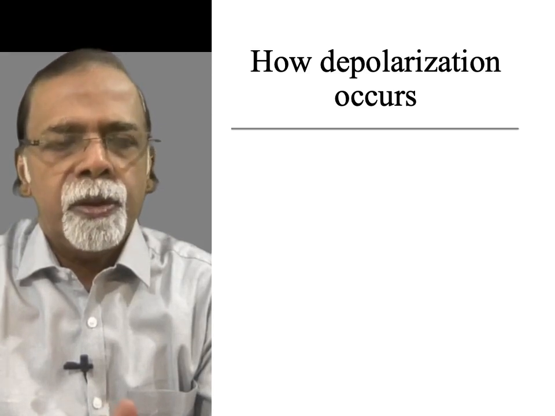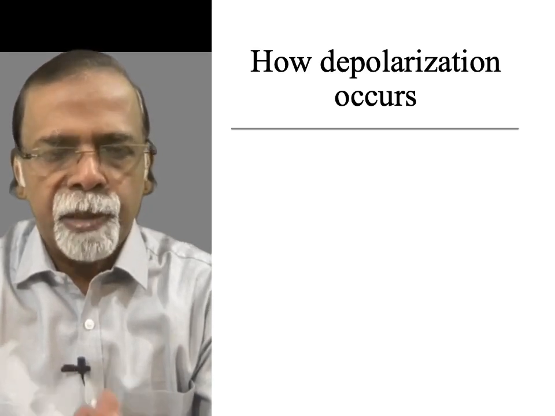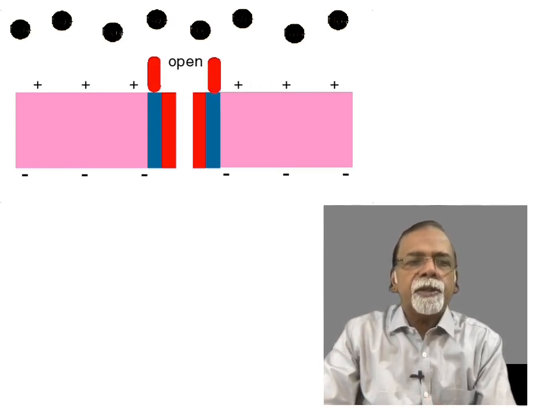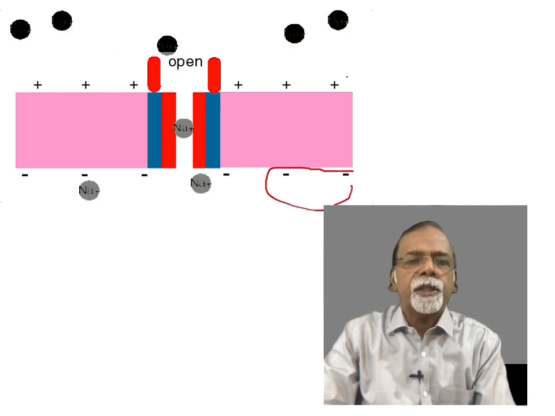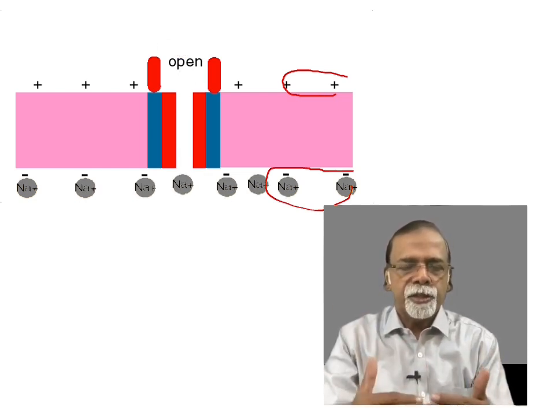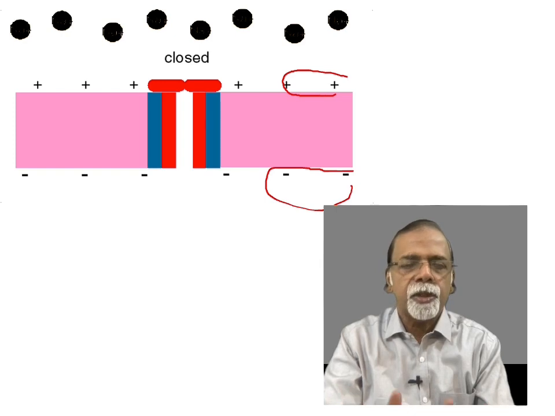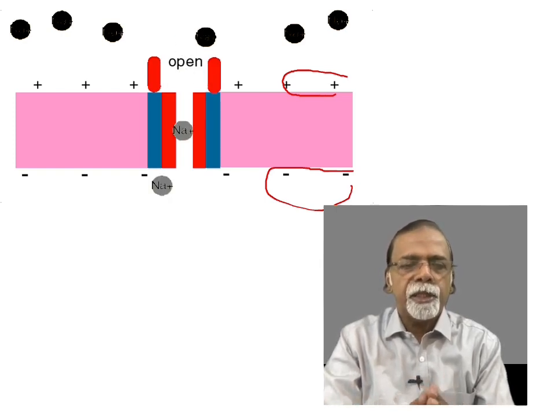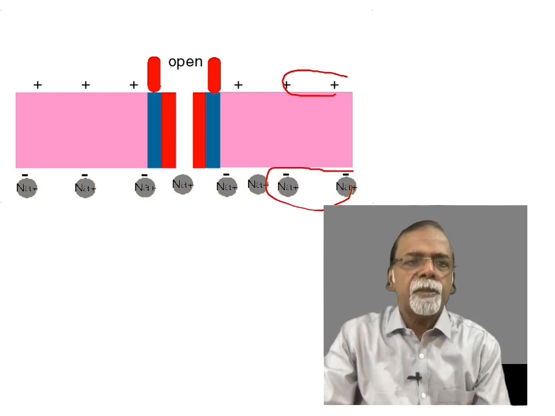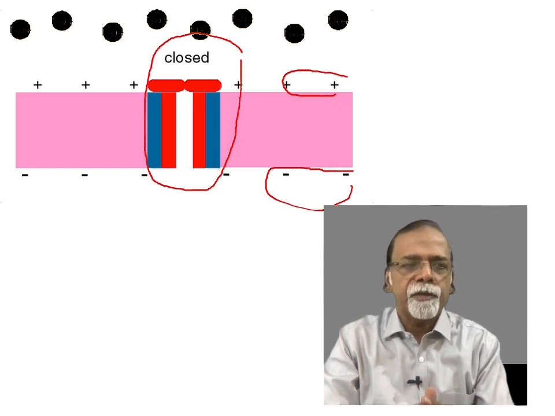Now we look into what is depolarization, what is repolarization, what is hyperpolarization. We know the membrane has an inner side that is negative and an outer side that is positive. This is what is called the polarized state. When this gets reversed, it is called depolarization, and then when it comes back to the same state, it is called repolarization. These changes are mainly occurring due to the sodium channels, which become activated and deactivated.